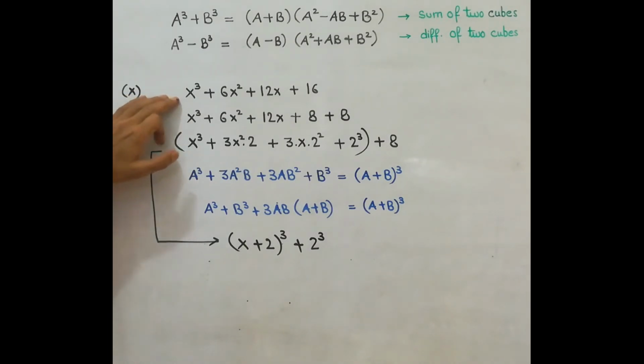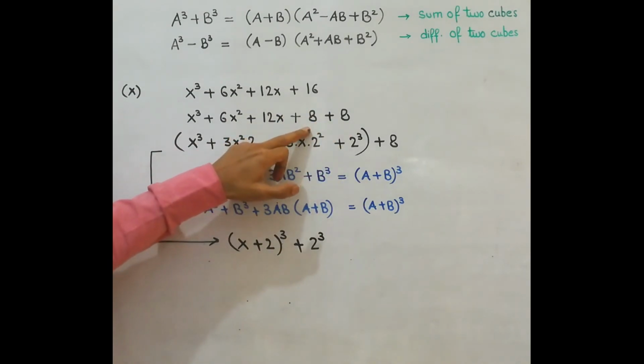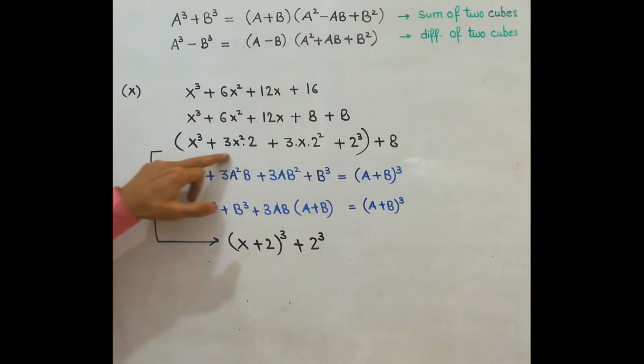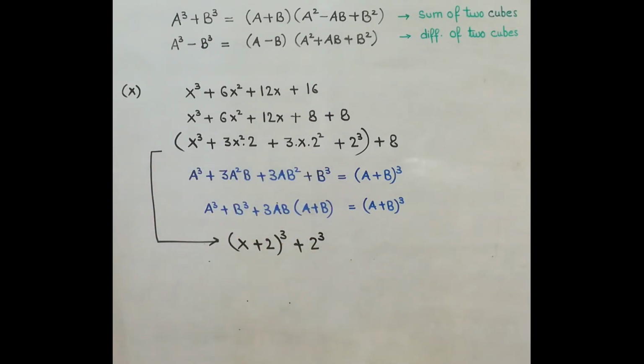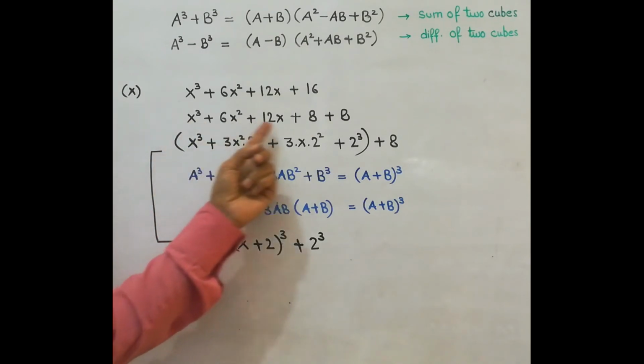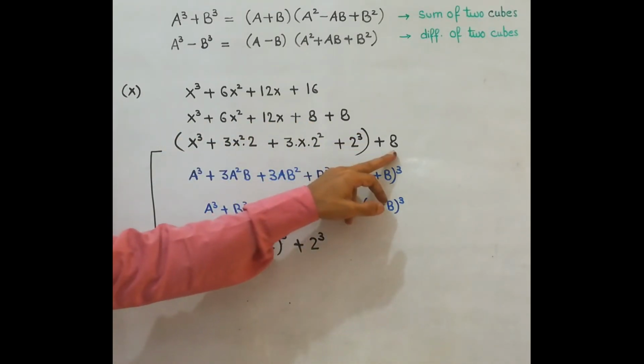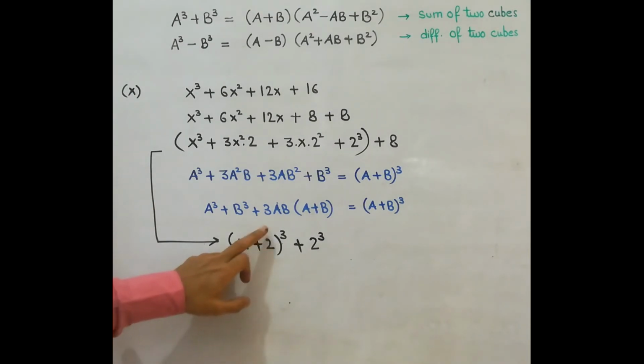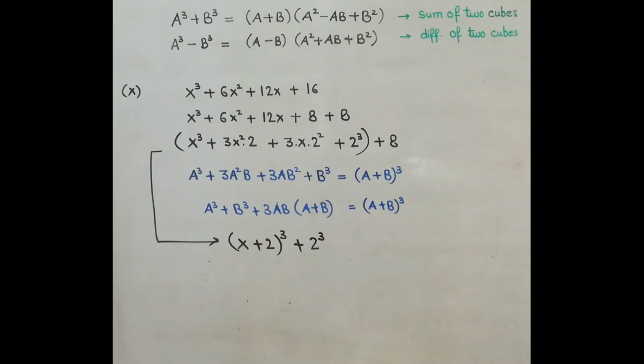This was the question given. 16 was written as 8 plus 8, and now this we have written in the form like this. And you can see this is representing the a plus b whole cube formula. And what is a? a is x. What is b? b is 2. So it is x plus 2 whole cube. So if you expand x plus 2 whole cube, you will get this. And this remaining 8 is written as 2 cube. Now which form have you got? Now you have got the a cube plus b cube form.